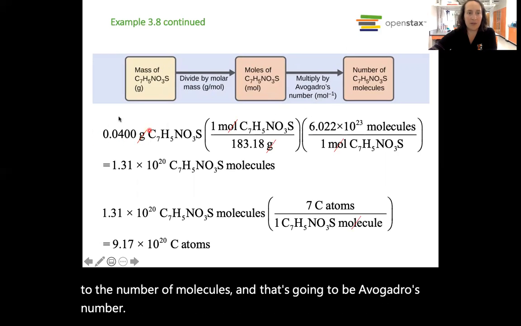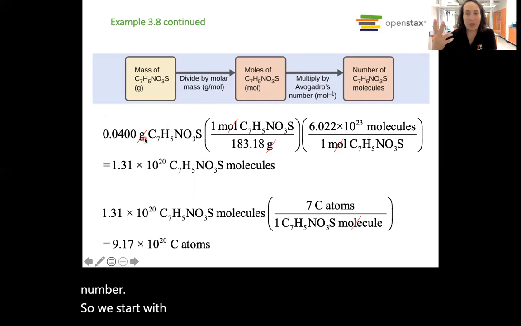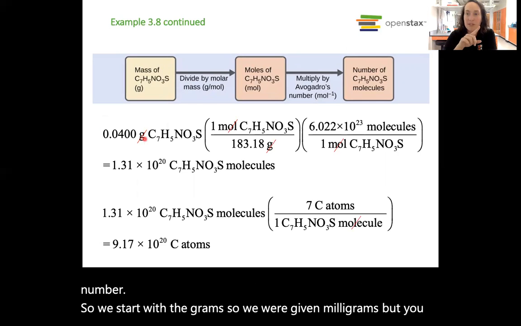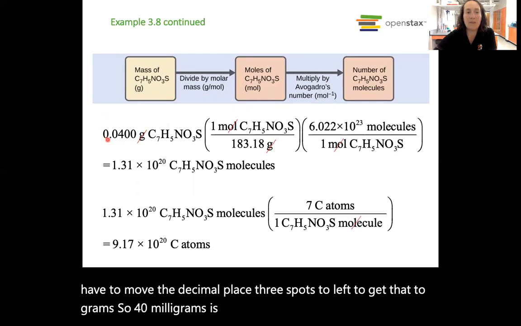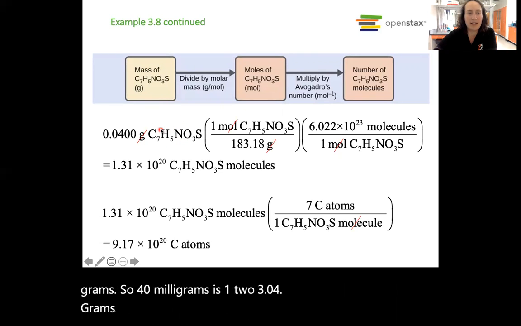So we start with the grams. We were given milligrams, but you have to move the decimal place 3 spots to the left to get that to grams. So 40 milligrams is 0.04 grams of saccharin.